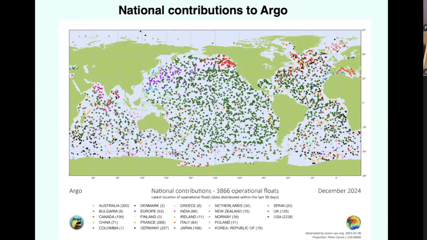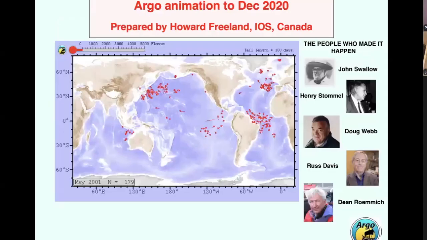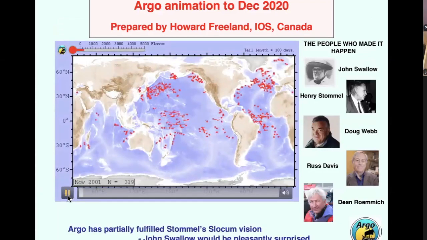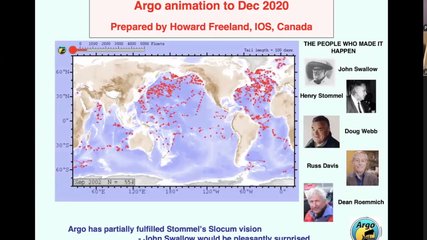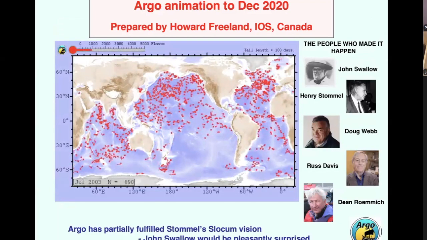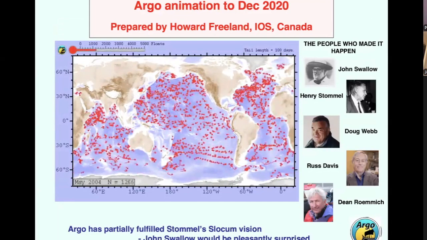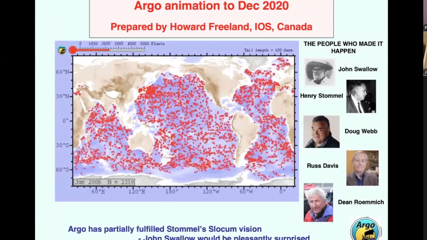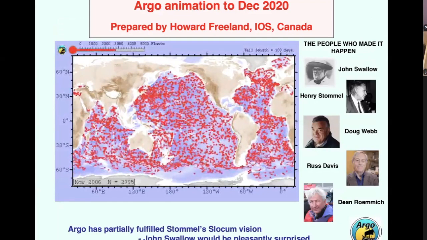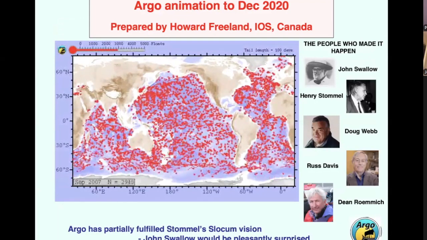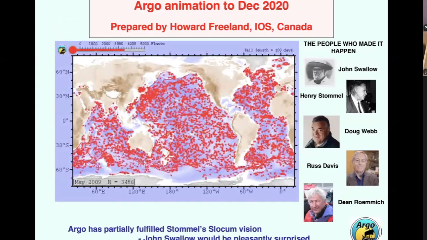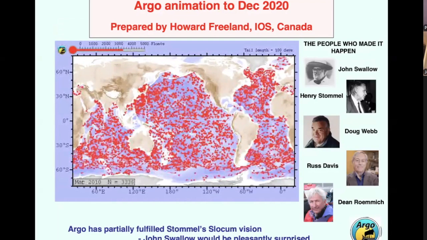So I'm going to close with a little animation produced by Howard Freeland, showing the growth of the Argo array from its start in 2000 until the full array was built. The timeline you can see at the left: 2007. By then, we'd just about reached the full 3,000 float array, and here it is continuing.